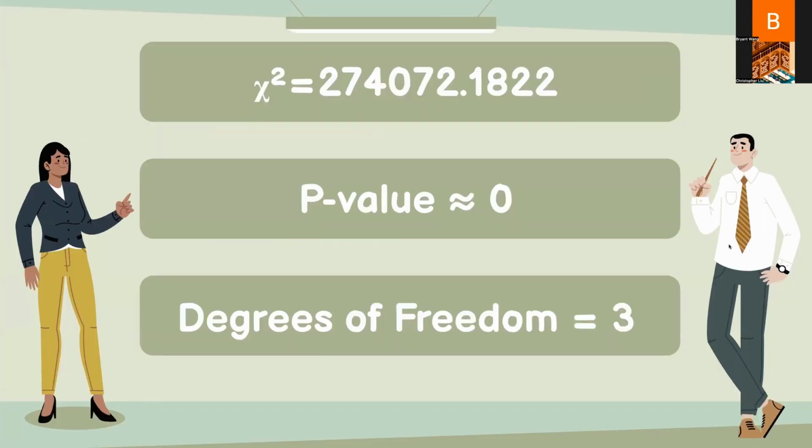So our chi-squared statistic is 274,072.1822, which gives us a p-value of around 0. And our degrees of freedom is 3, which we calculated by subtracting 1 from the rows and 1 from the columns. So we get 1 times 3 is 3.